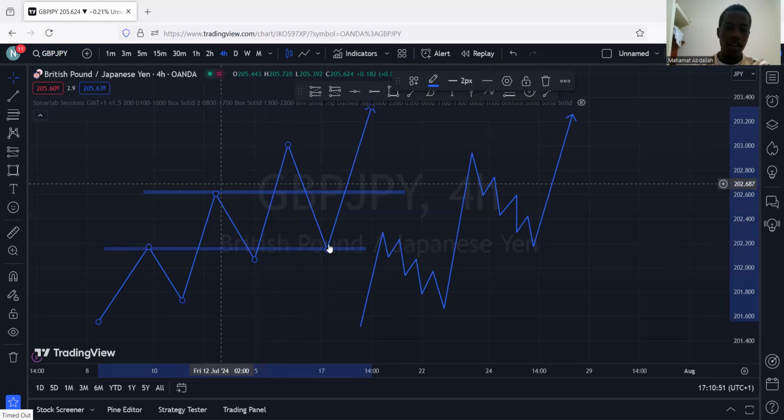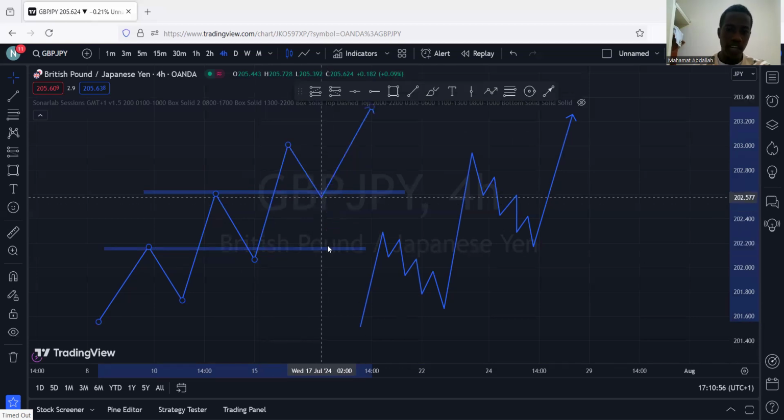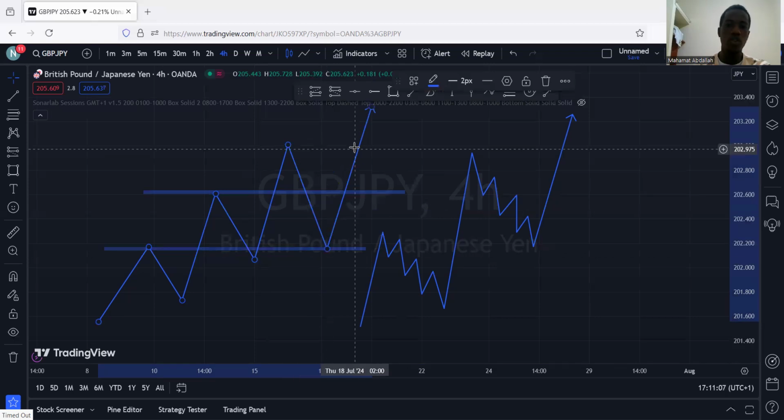But what are our emphasis? Our emphasis are at these levels, right? At this level and at this level. That's generally where we look for our candlestick confirmation. So we have two levels. You have this level up and you have this level down. So generally, you look for your candlestick confirmation there and you keep buying.